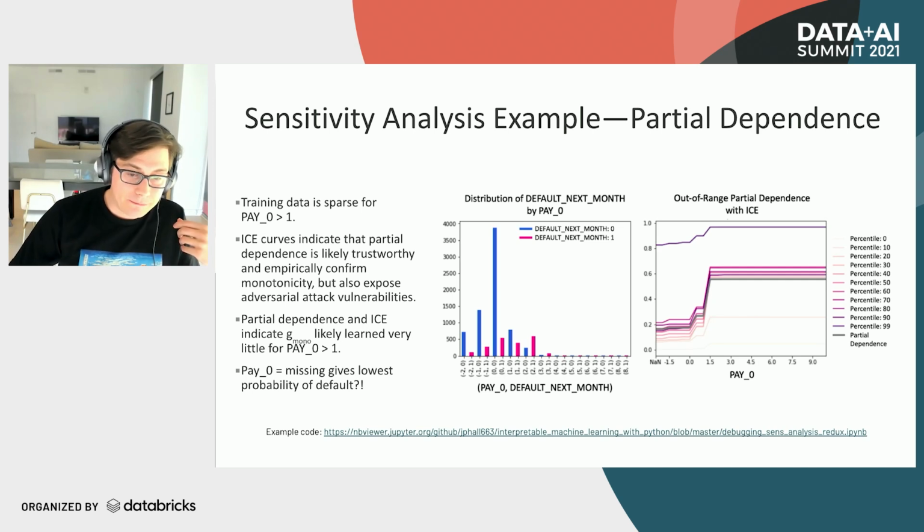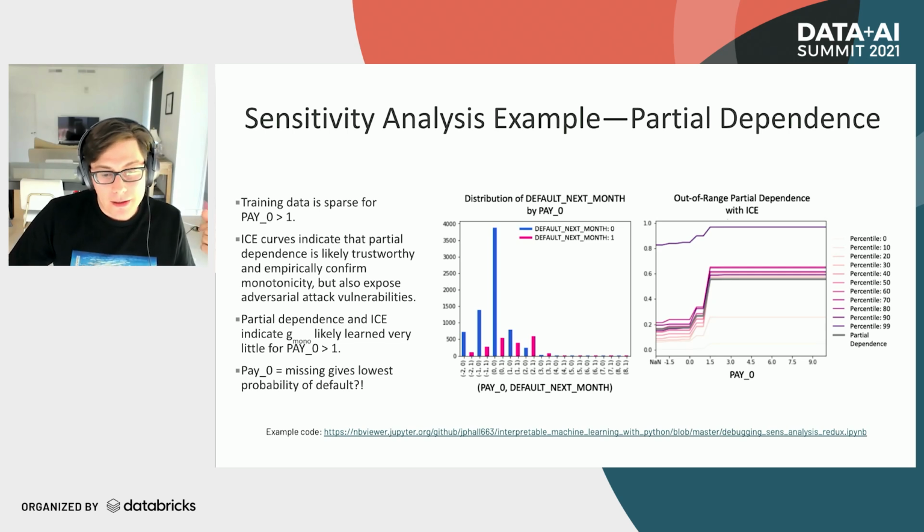So what we see here is first our data. It's always good to look at the data. The blue is people who did not default. They are more frequently distributed over these better values of pay zero. And we have fewer people who did default, in pink, and they are more frequently distributed over higher, worse values of pay zero. What did the model do? That's what partial dependence and ICE tell us.